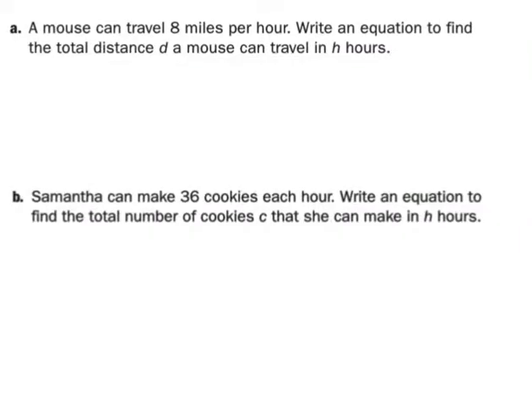Example A. A mouse can travel 8 miles per hour. Write an equation to find the total distance d a mouse can travel in h hours. So from before, we have distance equals rate times our time. So now we're trying to find the distance, so d equals, and we know that the rate that the mouse is traveling is 8 miles per hour, and so that would be our equation.